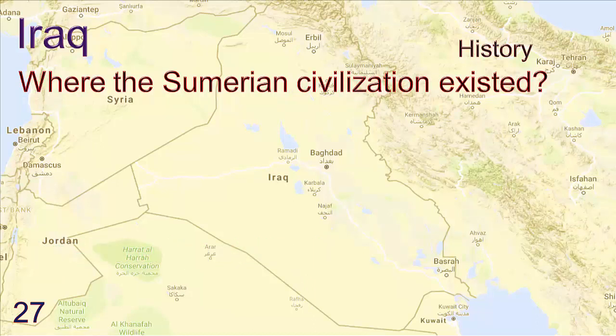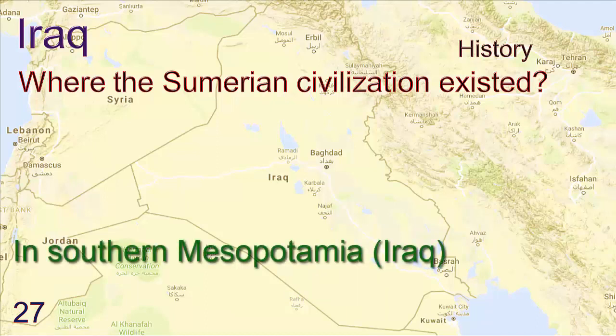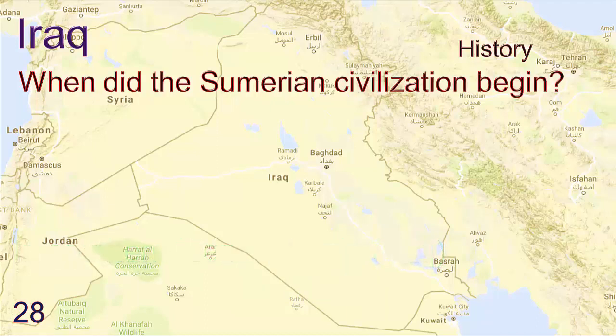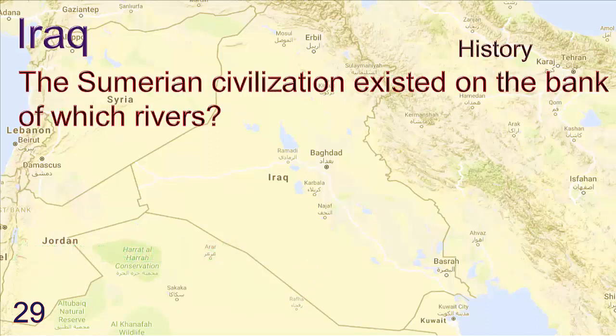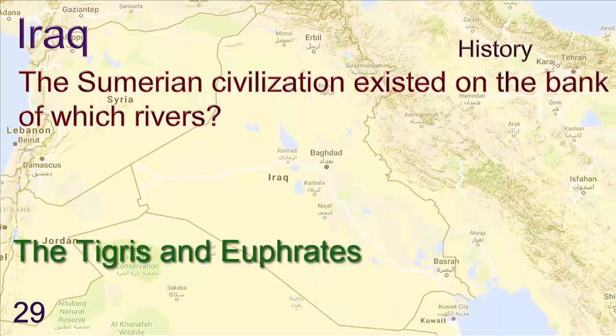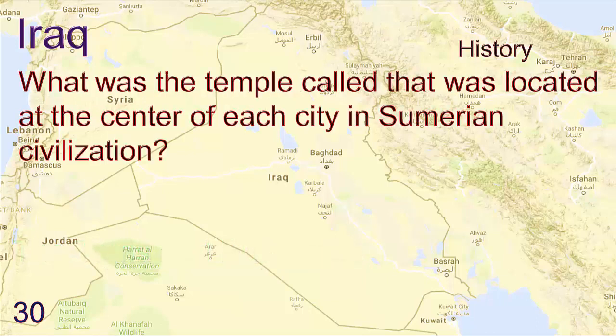Where did the Sumerian civilization exist? In southern Mesopotamia. When did the Sumerian civilization begin? Around 5000 BC. The Sumerian civilization existed on the bank of which river? The Tigris and Euphrates. What was the temple called that was located at the center of each city in Sumerian civilization?